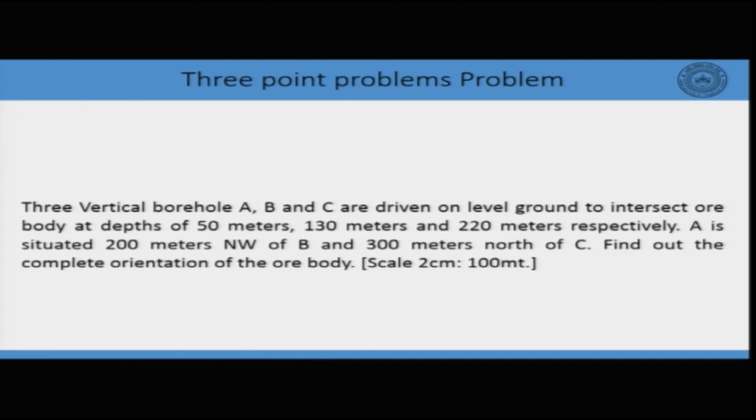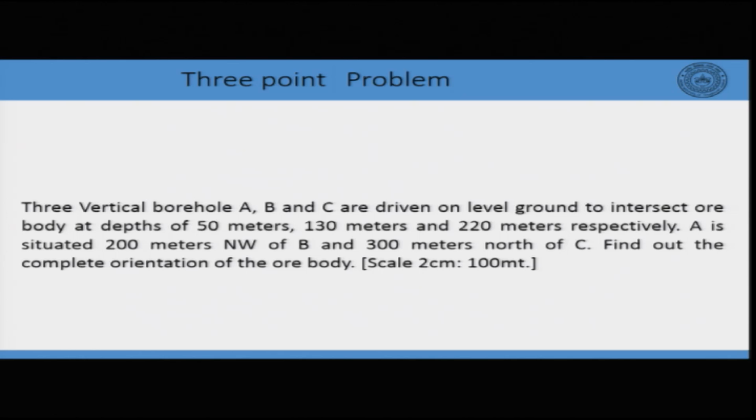So, in this final week we have once again come up with another problem that is called the 3-point problem. In 3-point problem we have 3 points from which we try to construct the orientation of a bed. So, in this particular problem we have a bed whose orientation we need to determine, that is an ore body, and we have 3 vertical boreholes whose disposition in space we know, and from that information we have to calculate the orientation of the ore body.